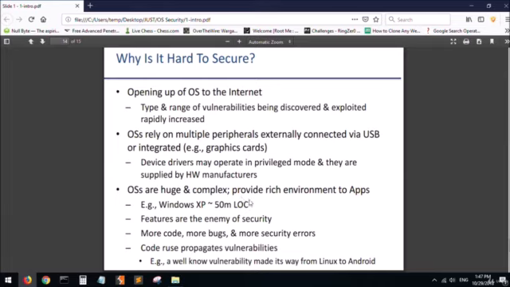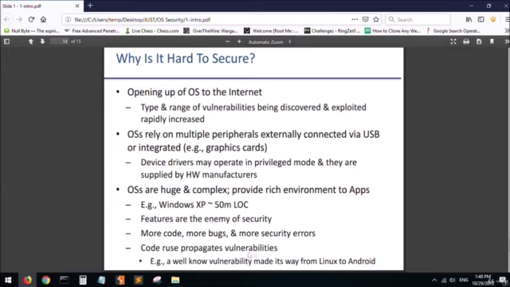OSs are huge and complex and provide a rich environment to applications. If the operating system is very large, for example Windows XP, it has 50 million lines of code. Imagine that. So how will you find a vulnerability in 50 million lines of code? It's almost impossible, or very hard. Also, features are the enemy of security. If I want to add features to Windows or to this operating system, absolutely it is the enemy of security. More code, more bugs, and more security errors.